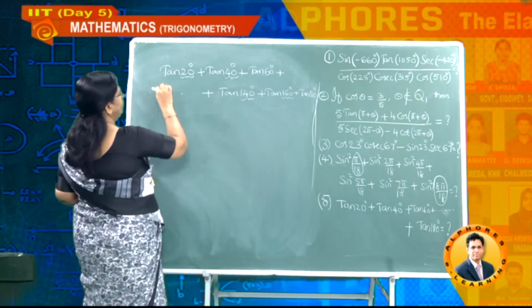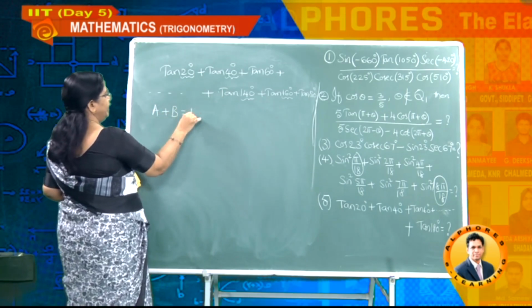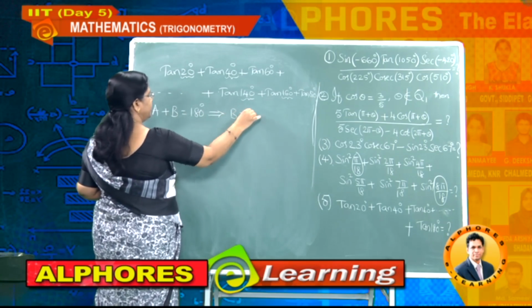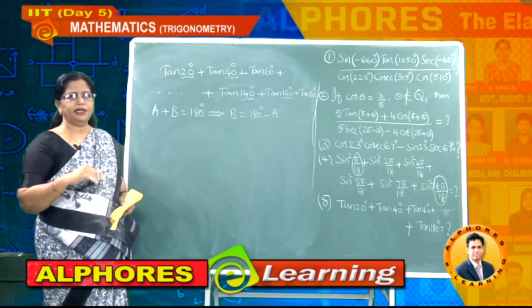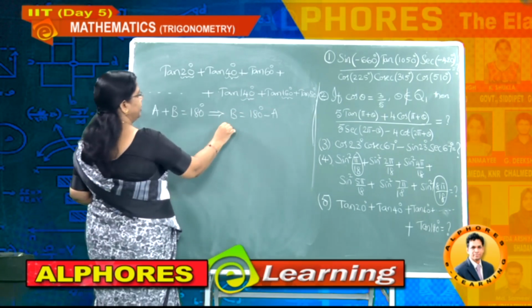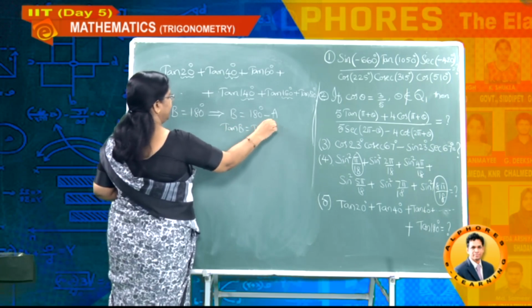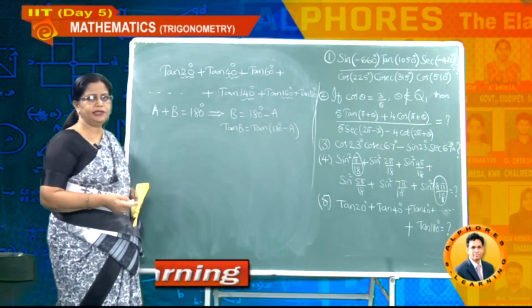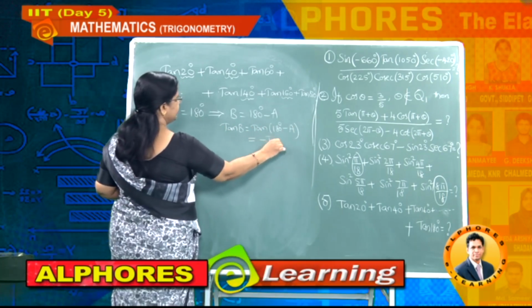So here you got a concept: if A plus B equal to 180 degrees, that implies B equal to how much? 180 minus A. Hence if I take the tan function on both sides, tan B equal to, what is the value? Tan of 180 degrees minus A. And what is tan of 180 minus A? Second quadrant, negative, hence it is minus tan A.